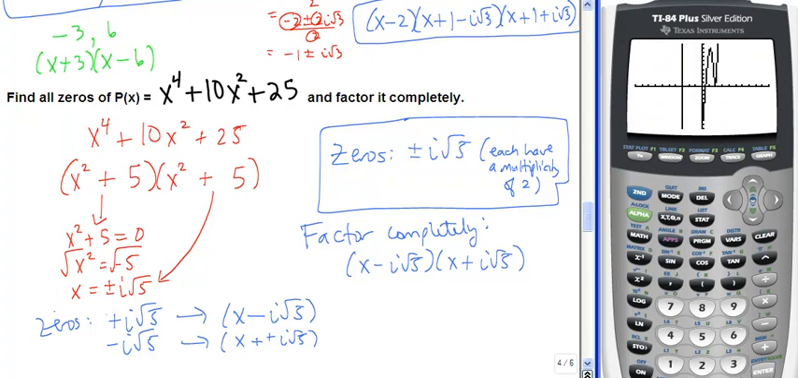But remember, they each had a multiplicity of 2, so far I've only got 2 factors. I should be having 4 since this was a degree 4 polynomial. And since they have a multiplicity of 2, that means I want to use this one twice and use this one twice. So we just put some little squares on the outside. Inside it's still a linear factor, which means it's factored completely. It's just the multiplicity is going to be that power on the outside. So here we've done it. We've found our 2 zeros and we've factored it completely.